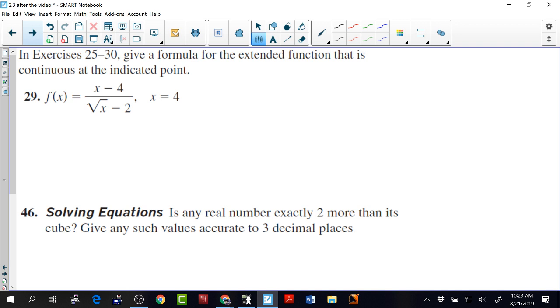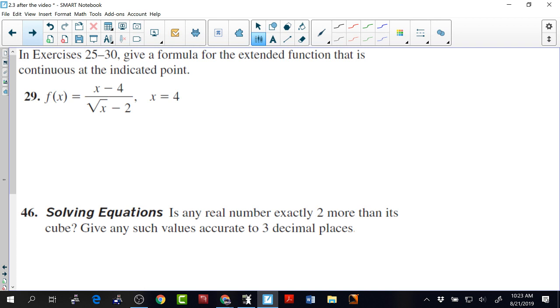Give a formula for the extended function that is continuous at the indicated point. In other words, how can we get rid of the problem? The problem is if you plug 4 in, square root of 4 is 2, minus 2 is 0. We get 0 in the denominator.